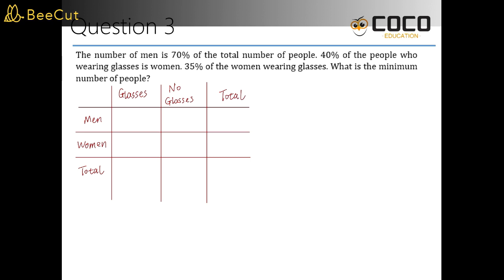So from here we know that 35% of the women, they wear glasses. So 35% converted into a fraction is divided by 5, so 7 out of 20. Let's say those wearing glasses is 7, then the total is 20. The number of men is 70% of the total. So 70% is 7 out of 10.